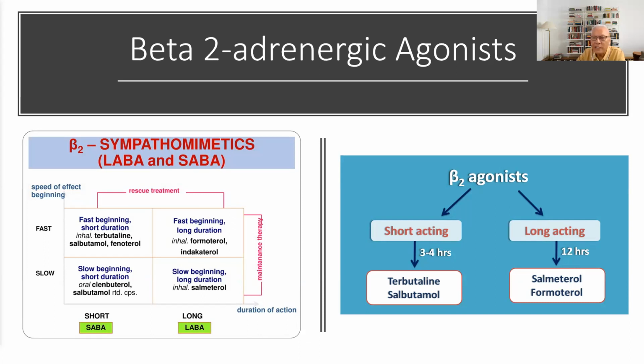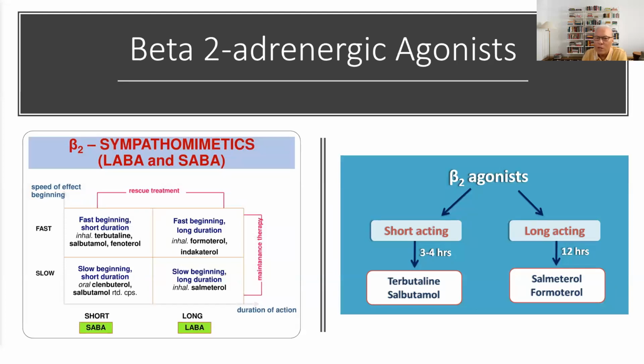Now, LABAs, long-acting beta agonists, are also used in the treatment of patients with asthma and COPD. And they're usually given in conjunction with corticosteroids. They have an onset of action that is more than 5 minutes, but it lasts longer. The duration of effect is at least 12 hours. So as you could see, SABAs act quickly, but they also disappear quickly. Long-acting beta agonists will have a quick action, but the duration of the effect is longer. So that is 12 hours.